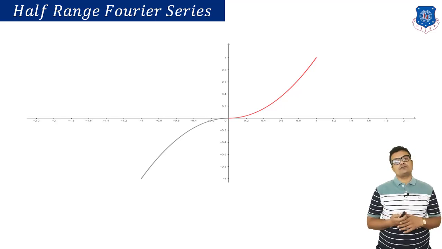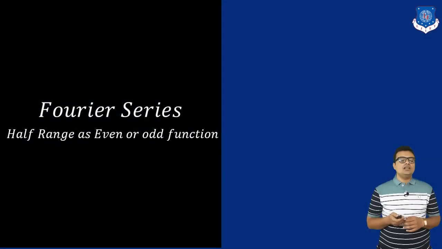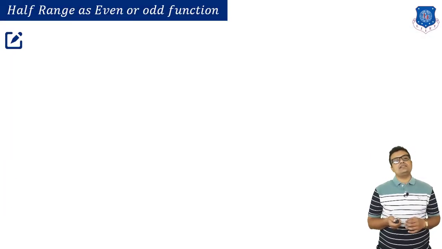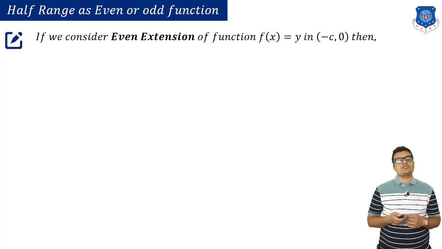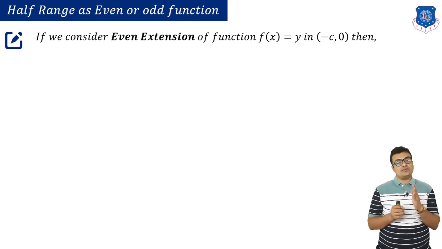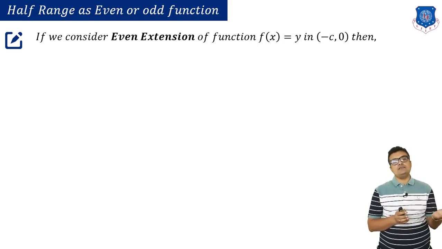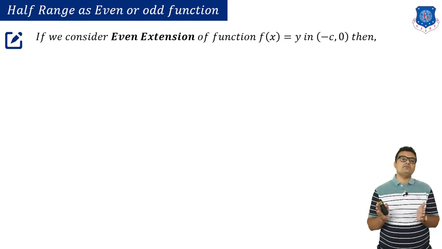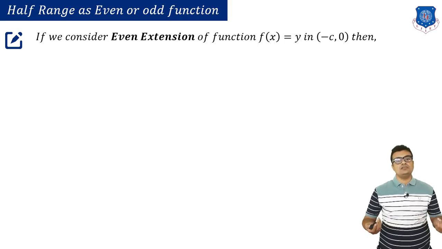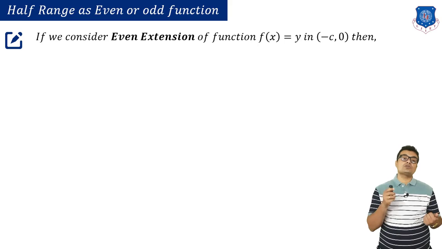Depending on the requirement of the solution, you can take any possible case. Let us consider our first part, that is a half range as even or odd function. Suppose I consider my function an even function in the interval minus c to c. That means my function is defined on 0 to c by any random function, and I am stretching it in minus c to 0 in such a way that the overall function is even. So it is known as even extension, or it is known as half range Fourier cosine series.